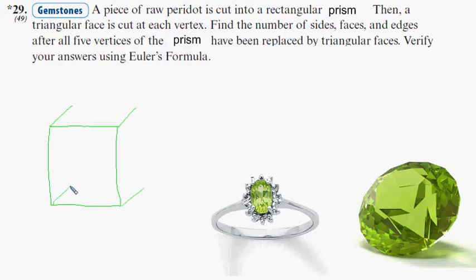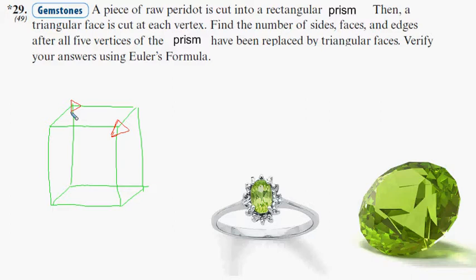And we've been told that each of these pieces has a triangular face. After we've got a rectangular prism, each corner is going to have this little thing cut out of it, right? So all of these are going to have that done to them. So it says find the number of sides, faces, and edges after all 5 vertices have been replaced by triangular faces. So this is what I did to start out.